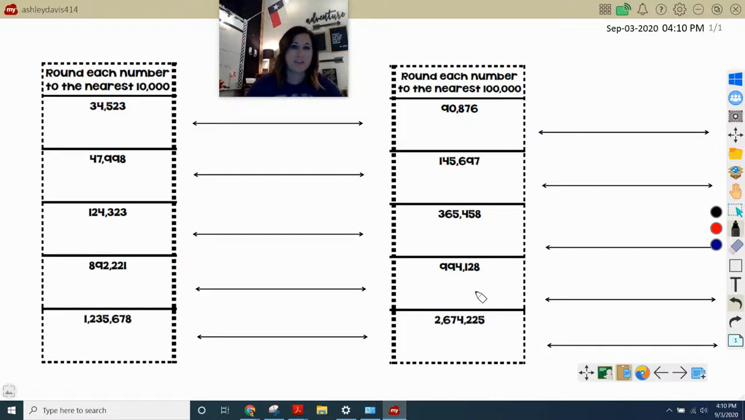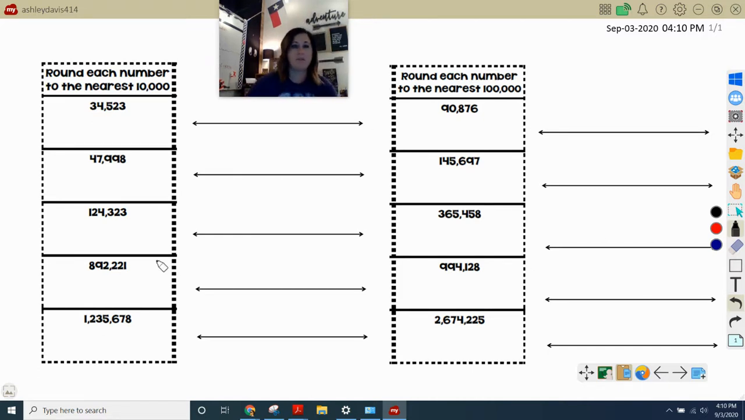Hey guys, so today we're going to start Unit 2 in math. We just had our first unit test over Unit 1 and now we're getting into Unit 2. Unit 2 is going to be about rounding numbers, adding and subtracting whole numbers, and decimals. So today we're going to start with rounding numbers.